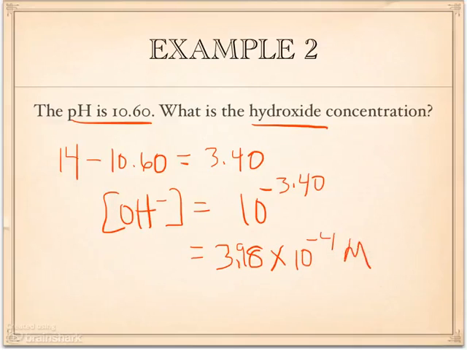Another way of doing it is putting it into the hydronium equation, where it would just be 10 to the negative pH. You end up with the hydronium concentration, and then you could use your Kw expression that we used in the previous tutorial, which is 1 times 10 to the negative 14th, and you would divide that by the concentration you got. That's a little bit more difficult because you're dealing with scientific notation. With pH, it's a little bit easier to figure that out.